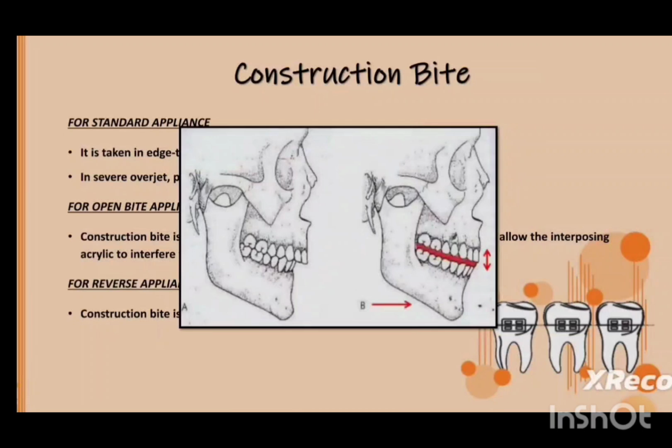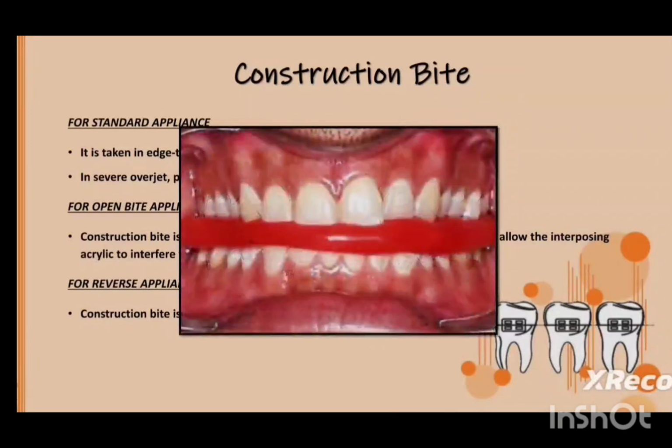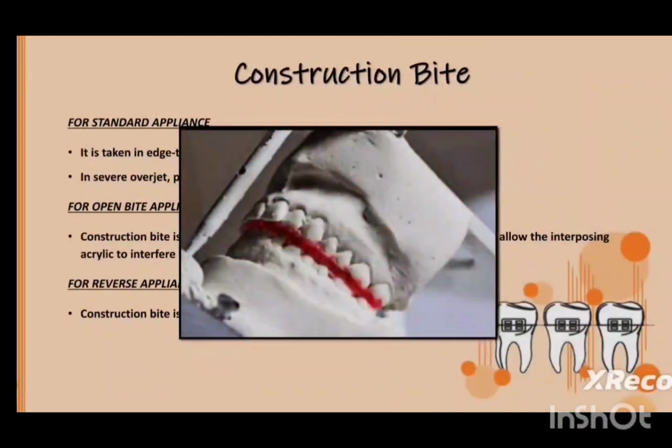This is how it is done. First, it shows the normal position of the class 2 patients, and the second image is the forward positioning of the mandible, the sagittal advancement, and the bite registration with measured vertical opening. This is how it looks in the patient's mouth, and this is how we articulate it.